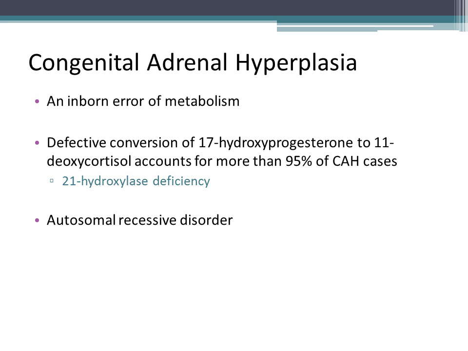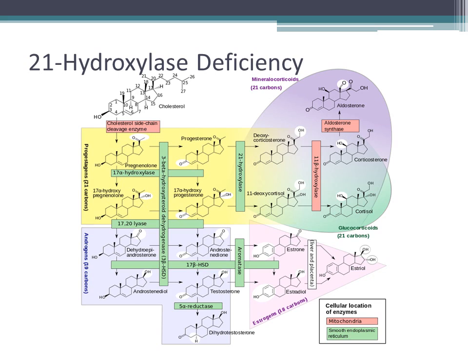Congenital adrenal hyperplasia, we discussed this a bit this morning. It's an inborn error of metabolism. The most common form is 21-hydroxylase deficiency, where there's a defect in conversion of 17-hydroxyprogesterone to 11-deoxycortisol. And 21-hydroxylase deficiency accounts for at least 95% of cases of congenital adrenal hyperplasia. It's autosomal recessive.